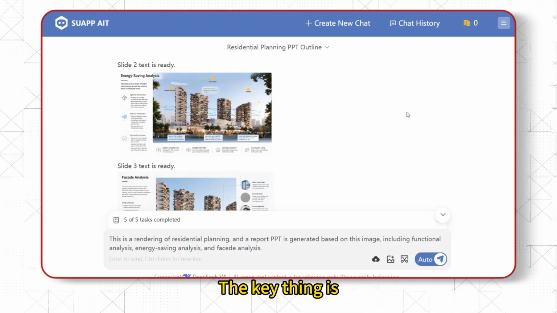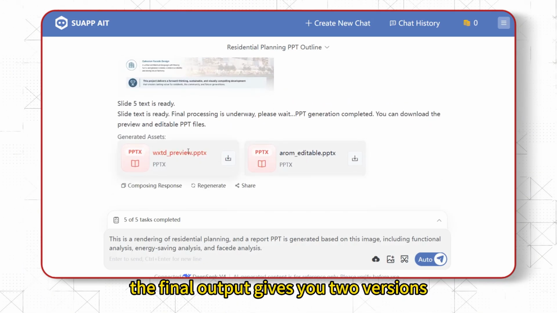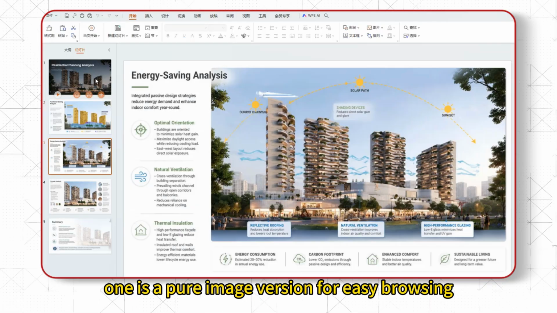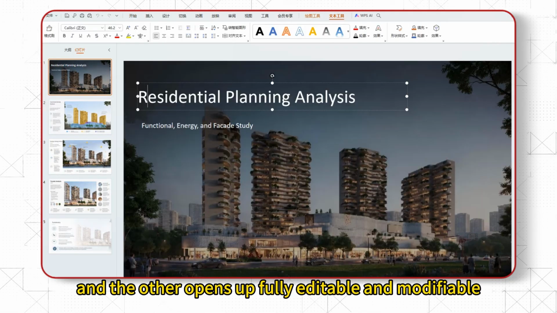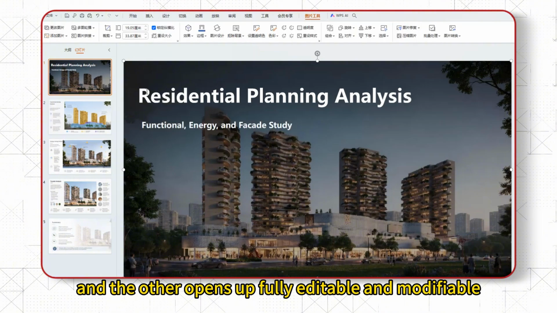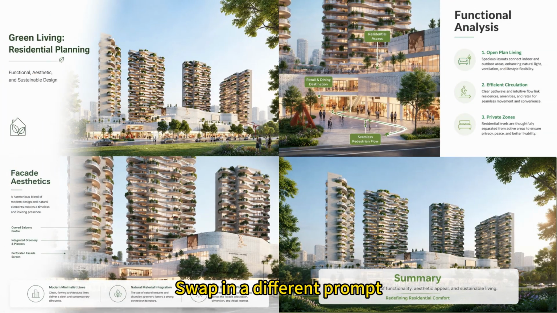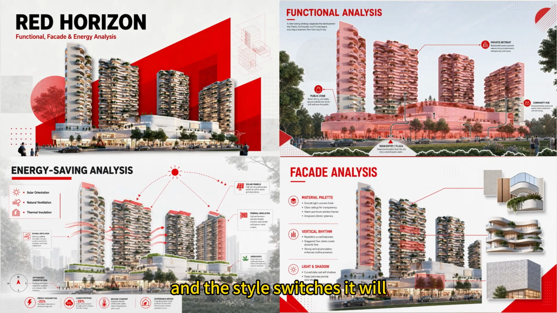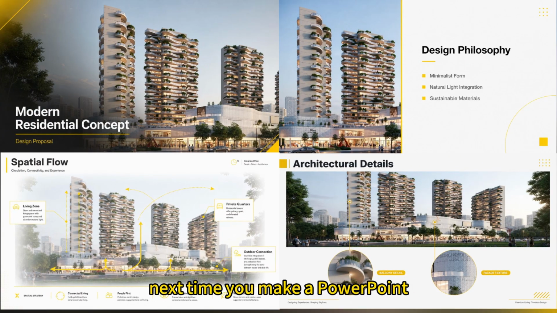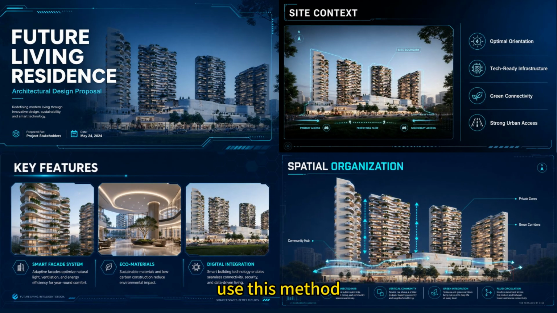The key thing is, the final output gives you two versions. One is a pure image version for easy browsing, and the other opens up fully editable and modifiable. Swap in a different prompt, and the style switches at will. It's that simple. Next time you make a PowerPoint, use this method.